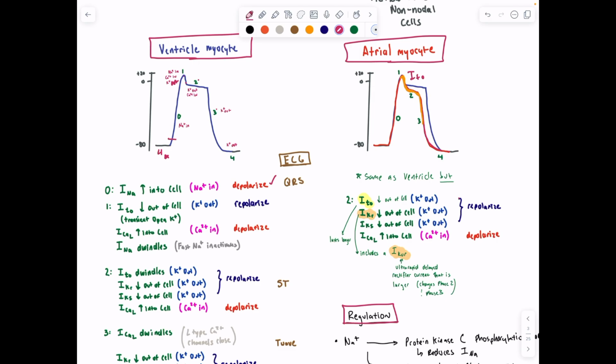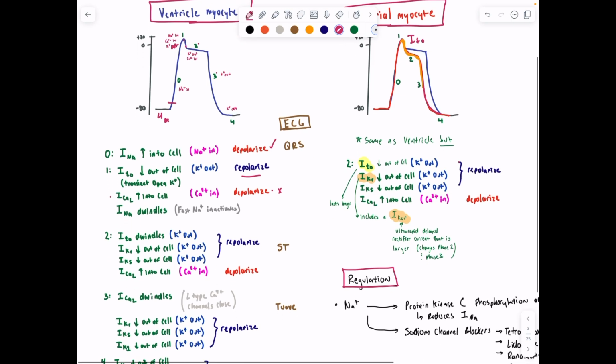But phase 1, which is our initial repolarization or quick repolarization phase, we have the transient open potassium channel opens, and this is going to allow potassium out of the cell to repolarize, but it's called transient open because it's not open very long. You also have, during this time, the long open calcium channel going to start to open, which will depolarize the cell, but it's not going to do very much until we get to phase 2.